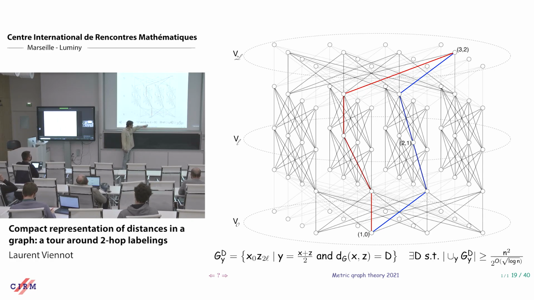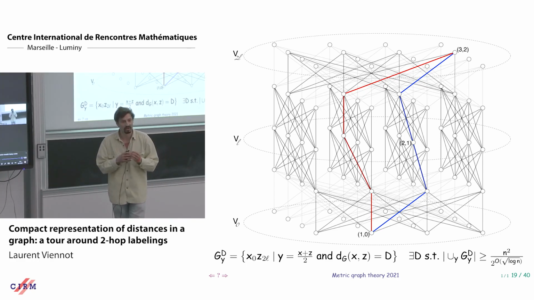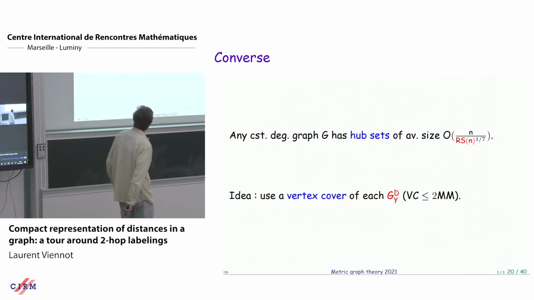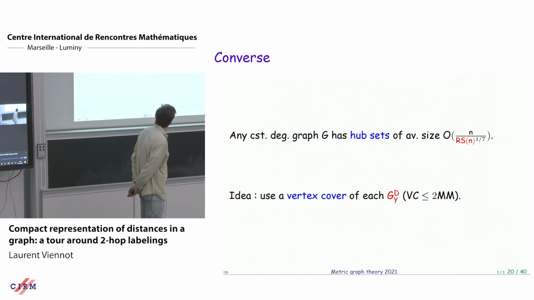And you also ask that the distance is fixed. And so all these graphs are induced matchings, and there exists a D such that the union over Y of this matching is big, and they have a lot of edges. It's a rough idea. I think I cannot go into the details without spending too much time.